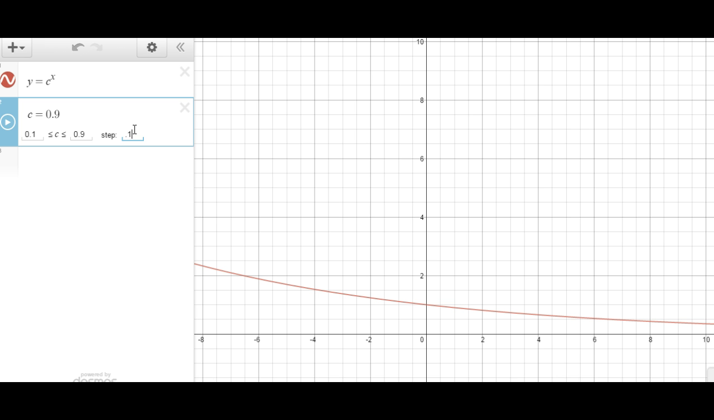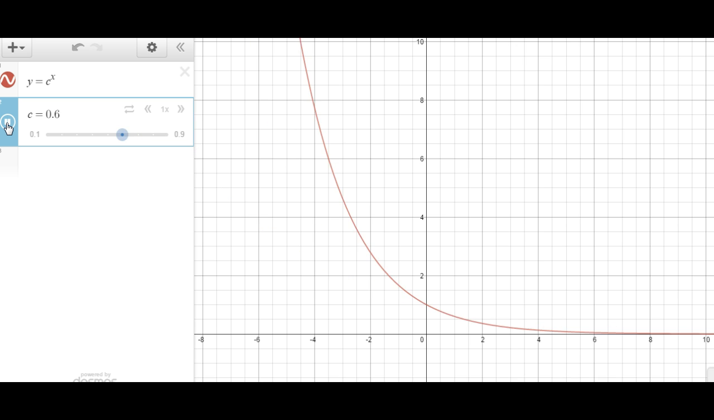Okay, so watch this. Now c is at 0.9, and it's going down to 0.1, and now it's increasing to 0.9. What point is staying constant? Or, sorry, invariable? Yeah, at 0, right? Because no matter what your base is, anything to the 0 is 1, right? Except for 0 to the 0, which you shouldn't do that.